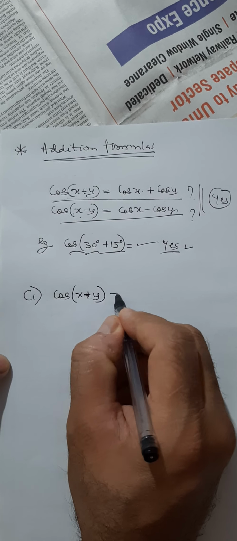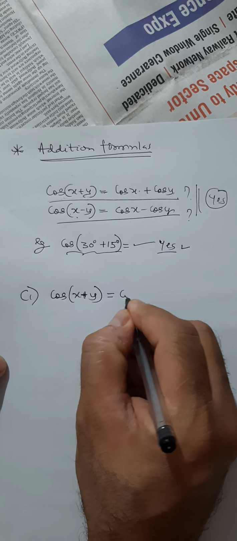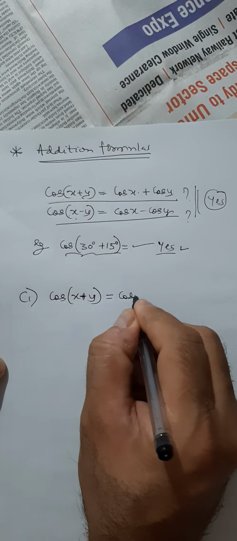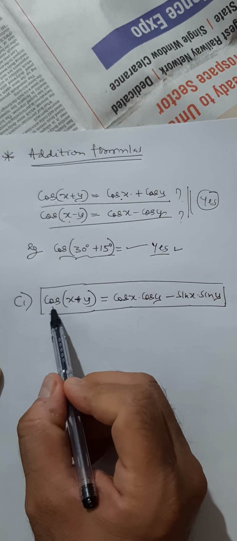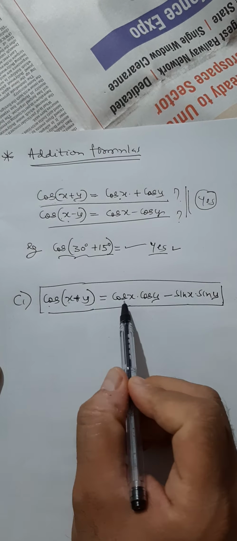I'll state without proof. The formula is this: cos x into cos y, opposite sign, if you have plus, minus sin x into sin y. This is the formula, or this is the identity you can call. What is cos of x plus y? It is not just cos x plus cos y, remember. It is cos x into cos y minus sin x into sin y. For every x and y we have this.